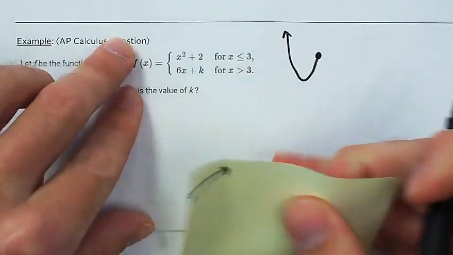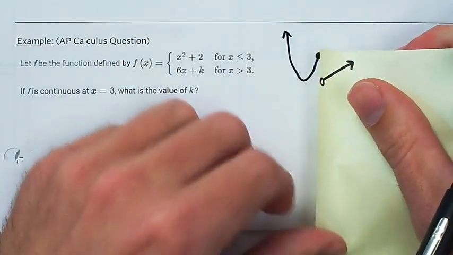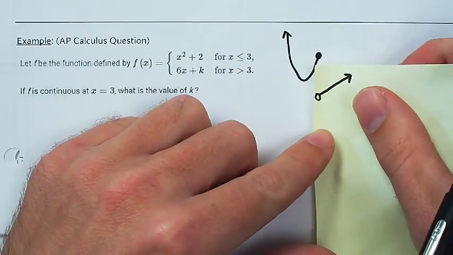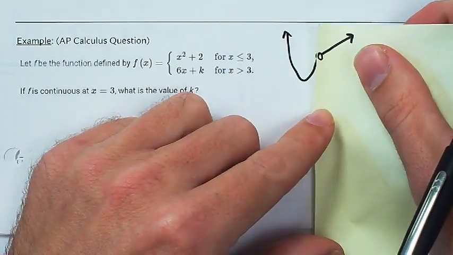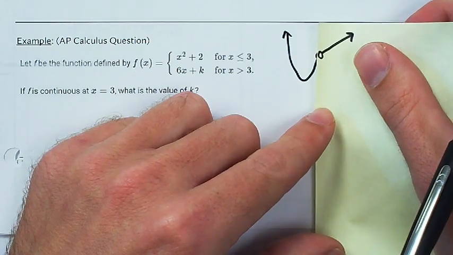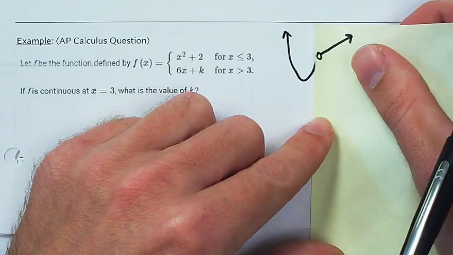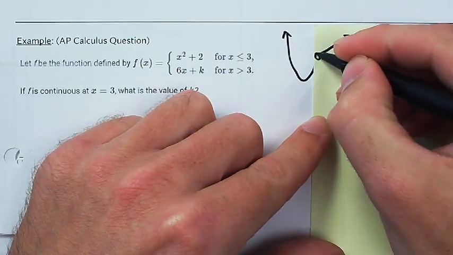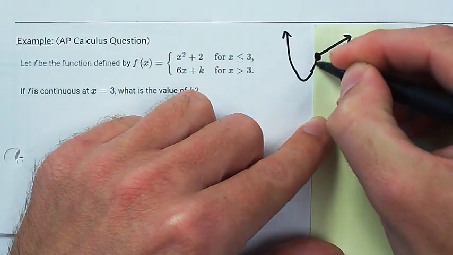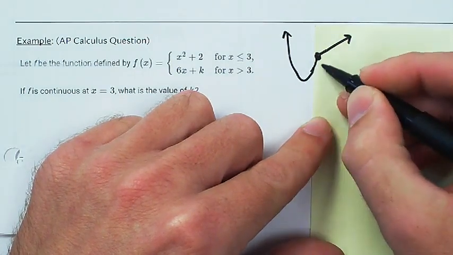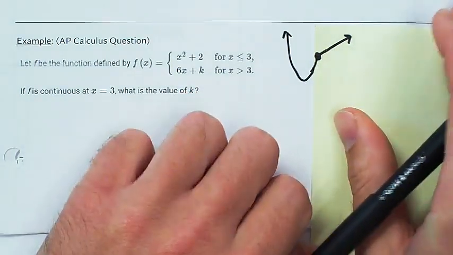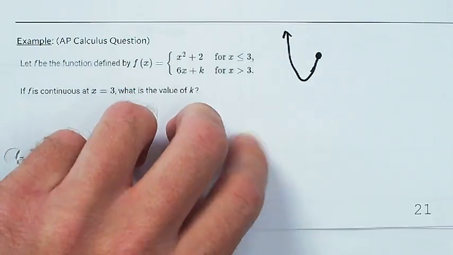Okay, now what we're doing here, this is where x is greater than 3, so that's why I put an open circle there. Plus k will move this thing up and down. And what we're going to do is find the perfect value of k that causes this to sit right on top of that filled in circle, causing this to be continuous. No break in the graph, no hole in the graph, no jump in the graph, no vertical asymptote.